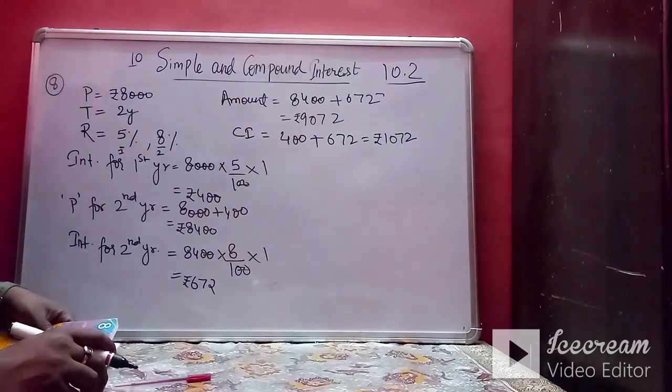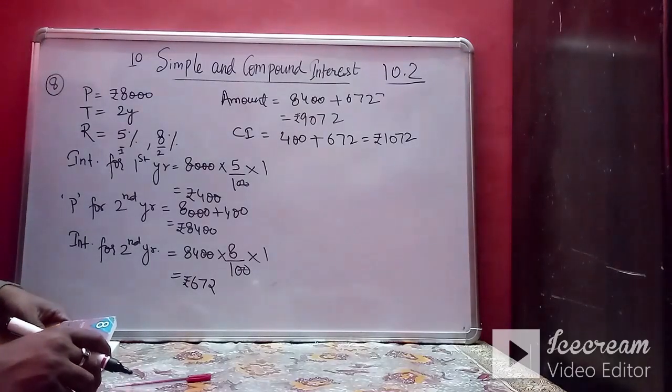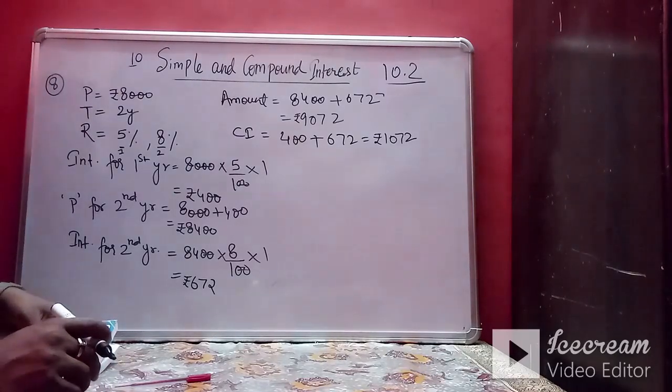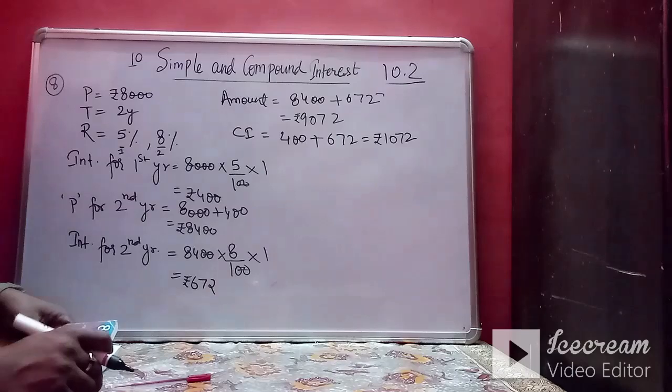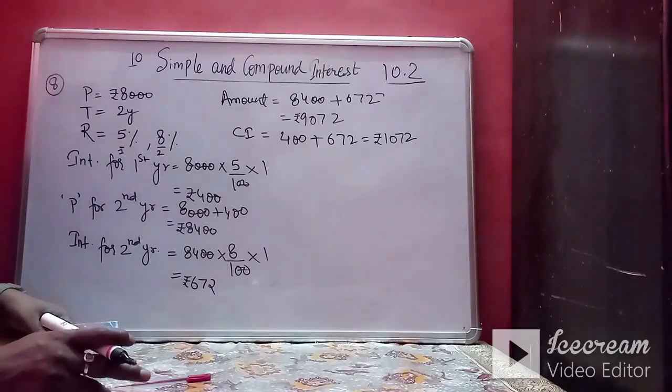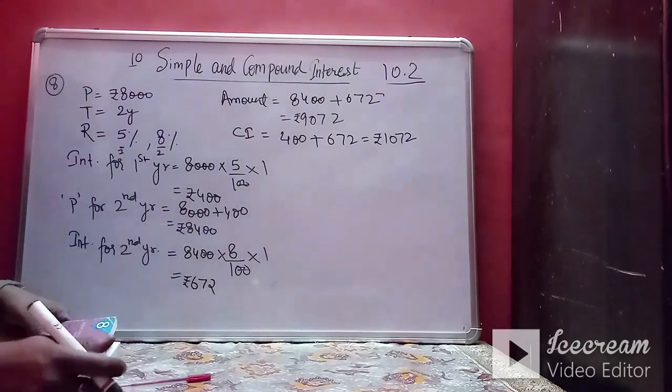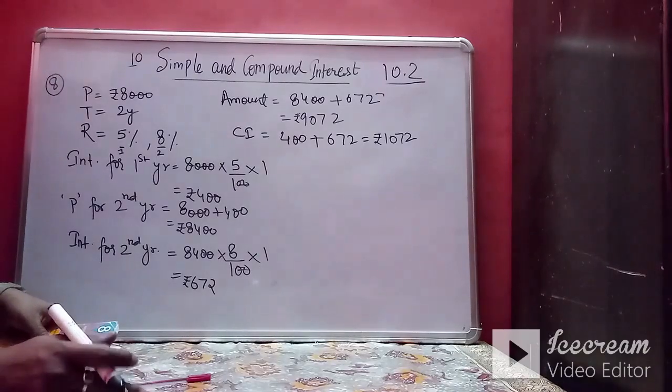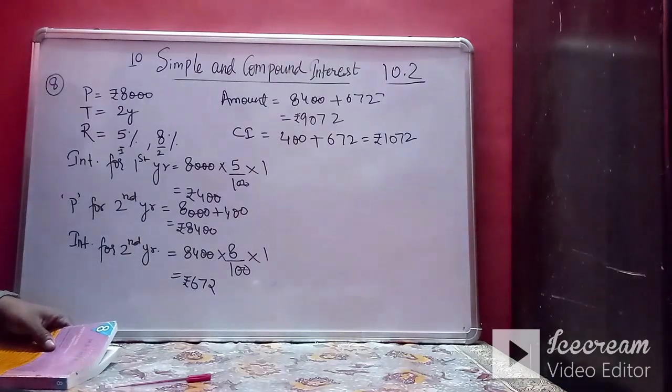Okay, so when different rates of interest are given for different years, then you can take any of the rates for the first year, then the remaining rate for the second year, and like this you can take. Even if there are 3 rates of interest, then likewise you can solve.